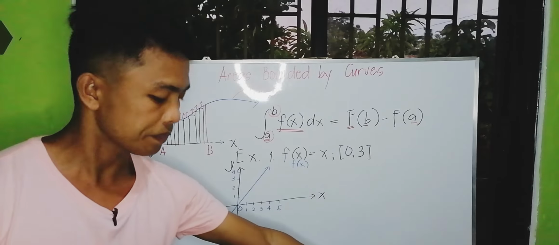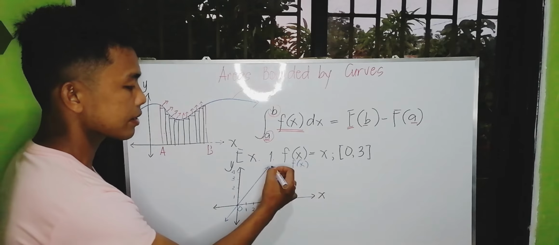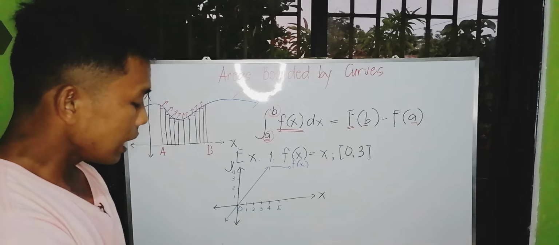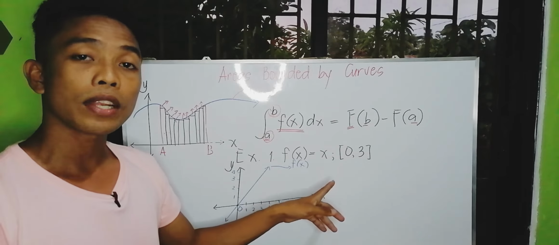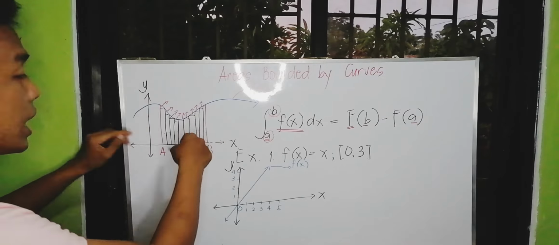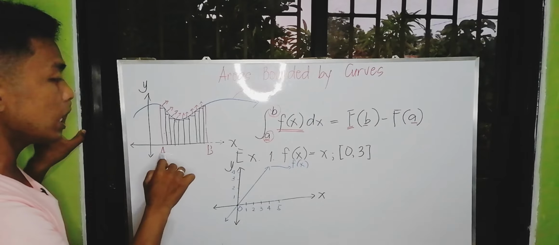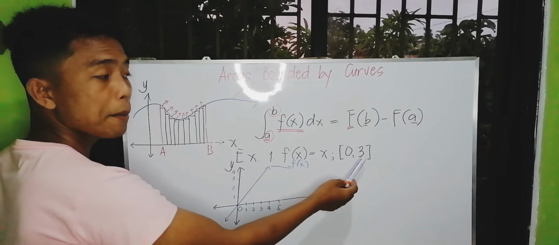Okay. Now, ito yung graph natin. This is your f of x. Now, dahil nandiyan na sa x-axis, paano mo mailalagay yung closed interval na 0 to 3? Kung napapansin niyo dito sa unang illustration natin, may nakalagay ng boundary. This is your a, this is your b, which is your lower limit and then upper limit. Dito, ang lower limit mo is 0, the upper limit is 3.